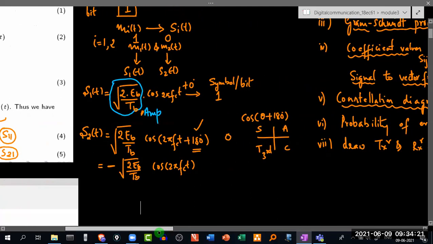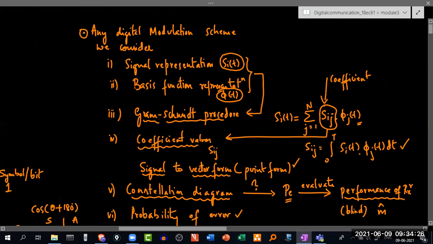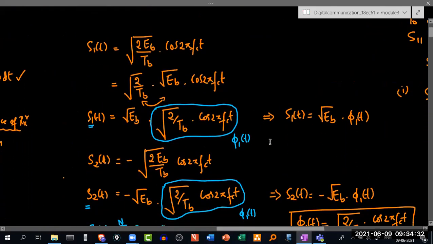The next step according to our algorithm is to identify the basis function. In order to do that, I am trying to rearrange signal S1 of t, because this is equal to square root of 2 times EB by TB, where EB represents energy of that bit and TB represents bit interval, into cos 2 pi FCT. So this I'll be rewriting.